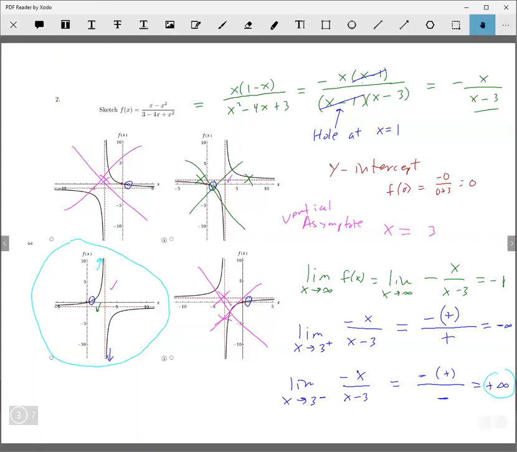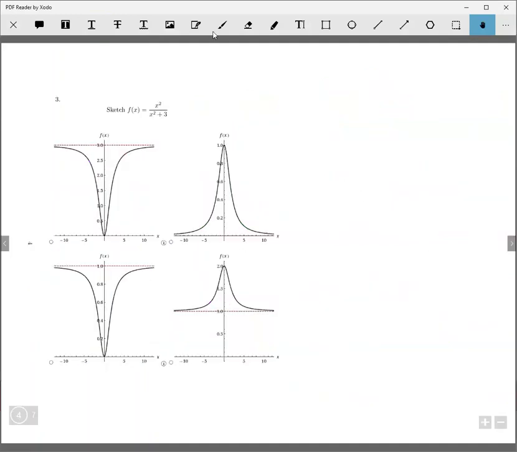Okay, so let's look at number 3. Sketch f of x equals x squared over x squared plus 3. There's no vertical asymptotes because there's no real number that makes the denominator 0. The denominator is always greater than or equal to 3, so it's always positive. It's never 0.